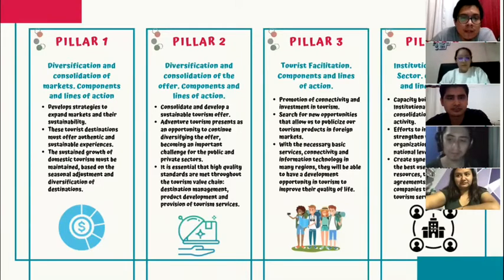The third pillar is tourist facilitation. It mentions ideas like promotion of connectivity and investment in tourism. And the fourth pillar is institutionality of the sector. It mentions important ideas like creating synergies that promote the best use of promotional resources through cooperation agreements with one or more companies that facilitate tourism services.